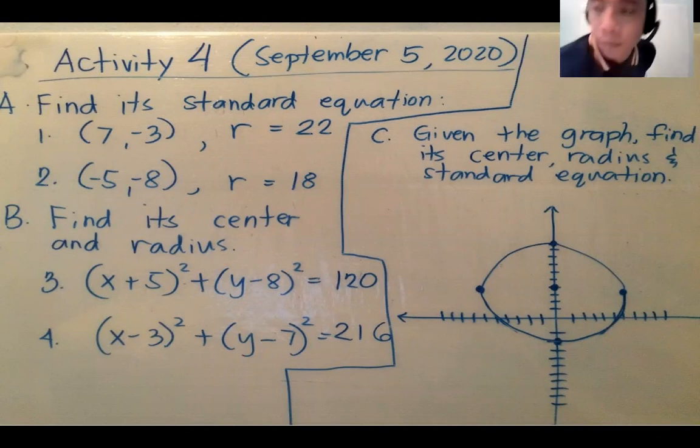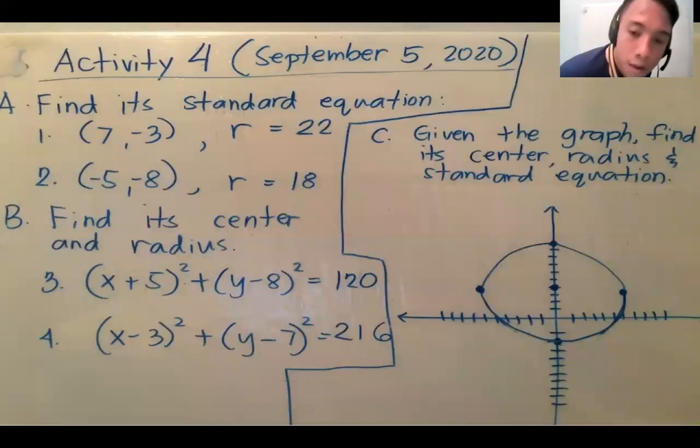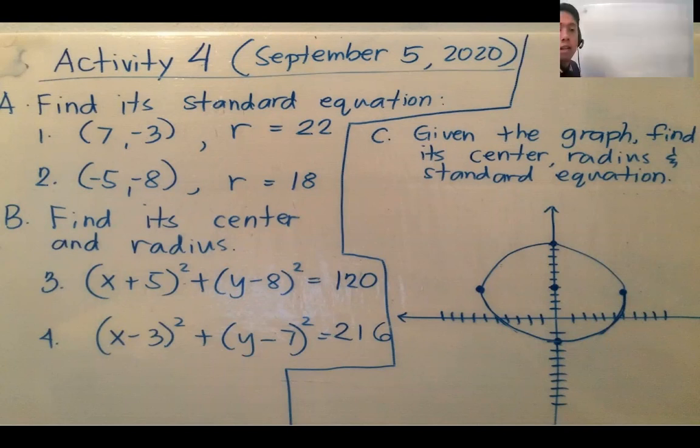Got it? Let's proceed. Now, let's do letter A first. Find the standard equation of the following. Okay, so our number one is 7, negative 3. Okay, 7, negative 3 as the center, and we have the radius of 22. Ayan, so 22 yung ating radius. Now, we need to find its standard equation.